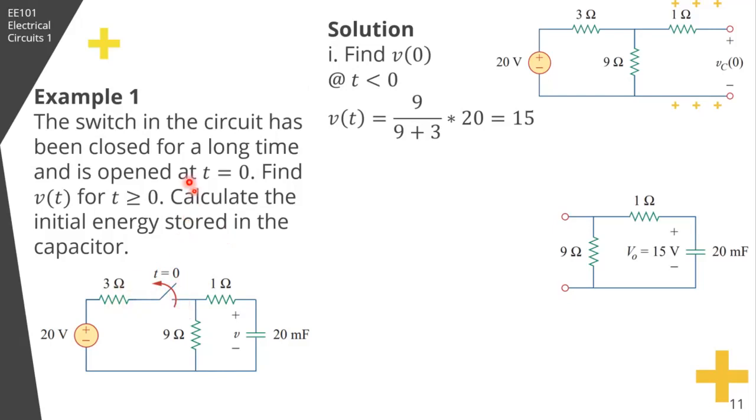So kung close ang switch, it has been closed for a long time. Nagpasabot, naka-steady state na ni siya. So kung naka-steady state na, at DC voltage ang capacitor kay open. Di ba kay I is equal to C dV dt. So kung si dV dt kay 0, then I is equal to 0. That means open siya.